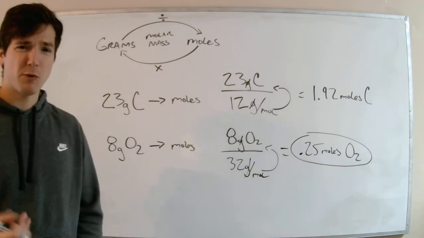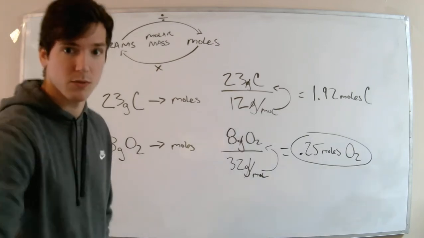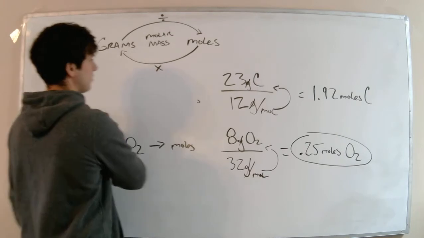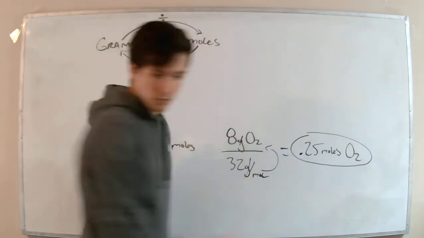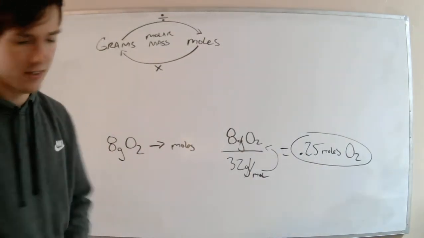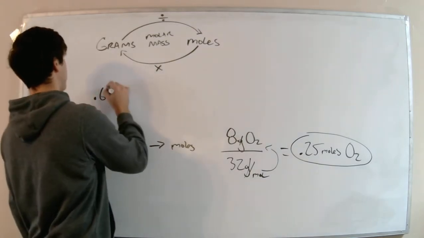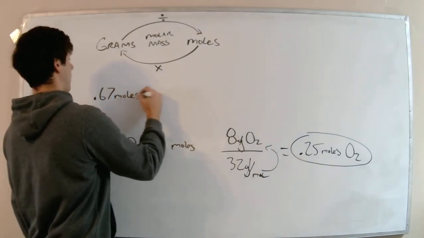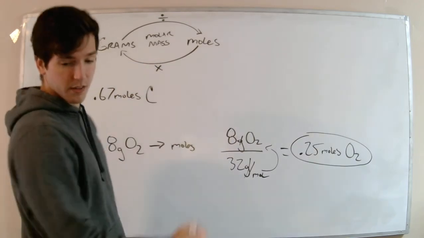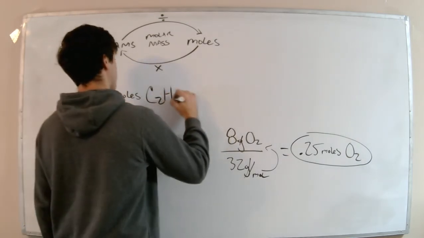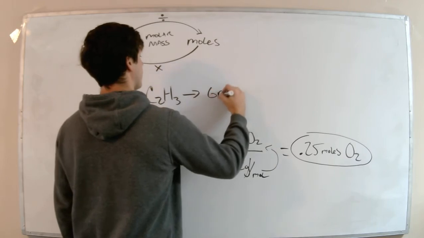Now what about if we wanted to go from moles to grams? Say we wanted to go from moles to grams. So let's say I have 0.67 moles of, let's go with C2H3. And I want to go to grams.